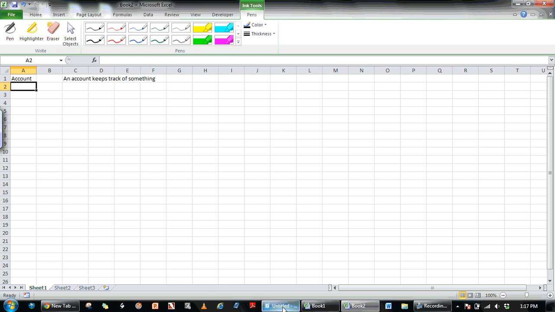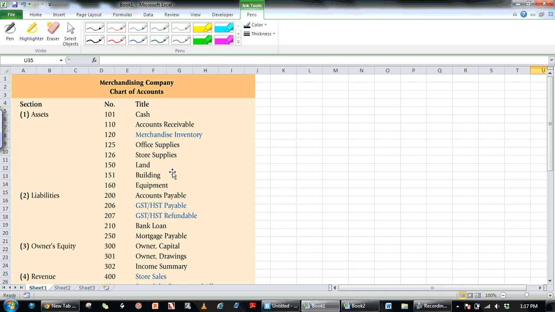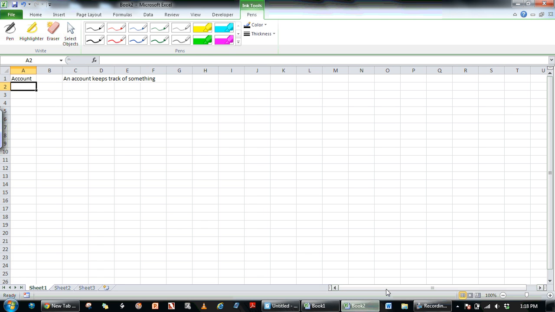Now, based on that, we've studied 6 classifications. We've studied assets, liabilities, owner's equity, these three being the main ones, right? So, we know our equation: assets equal liabilities plus owner's equity. This is the main thing that we know, right?